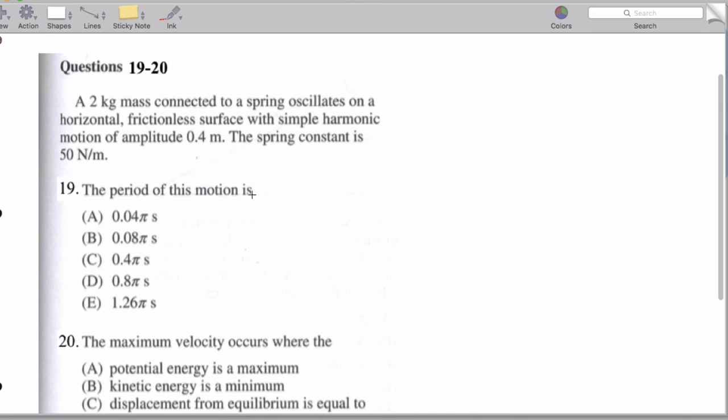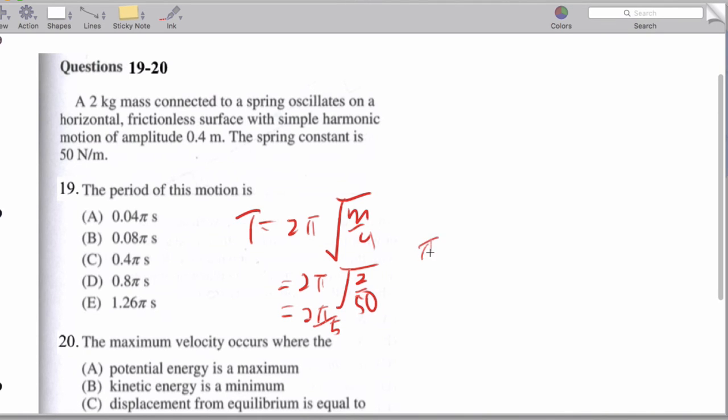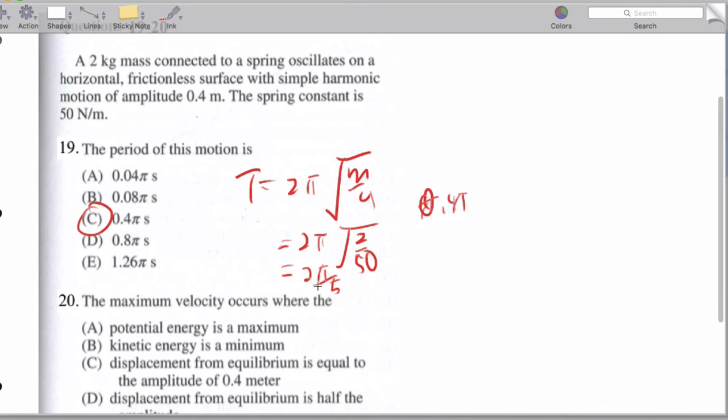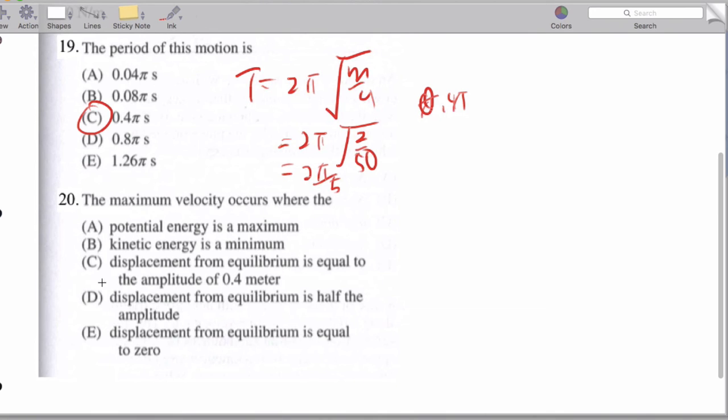All right, number 19. So we want to know the period of this motion. So the period is T equals 2 pi square root of m over k, which is going to be 2 pi square root of 2 over 50, which is going to be 2 pi over 5, which is 0.4 pi, and that's choice C. The maximum velocity occurs where? It's where the displacement from equilibrium equals 0. That's where we're going the fastest.